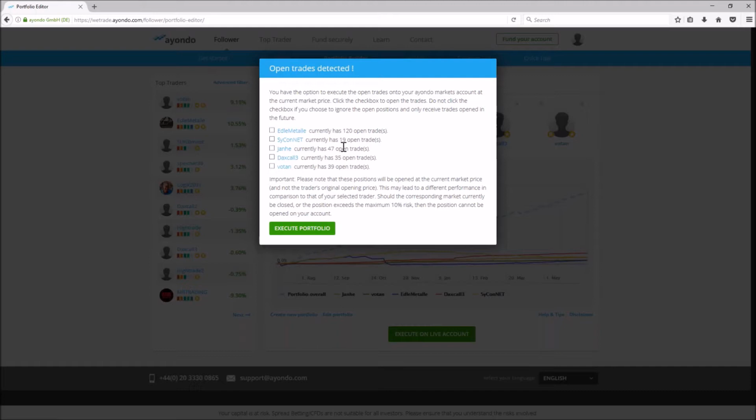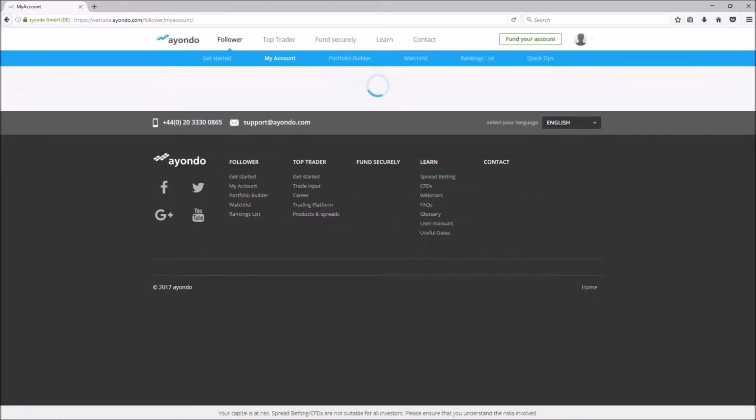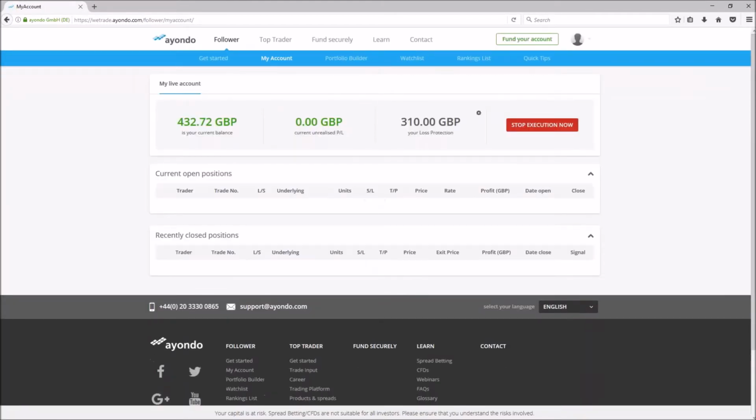So what you can do, you have a choice here. You can choose to open up the same trades they have, but of course at the current market price. So if Edel Metal bought the Dow yesterday when it was 100 points lower than it is today, you're not going to get yesterday's price. You're going to get the price trading where it is now. So for me, I don't want to follow any of their existing trades. I just want to follow the new trades. So we'll click on Execute Portfolio, and that's it. We're now nearly ready to go.